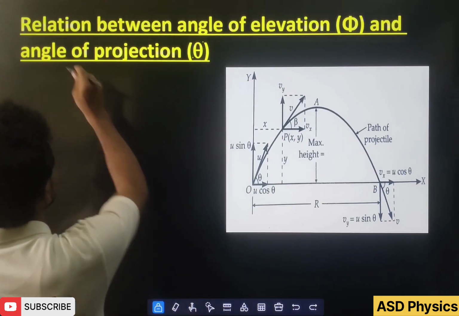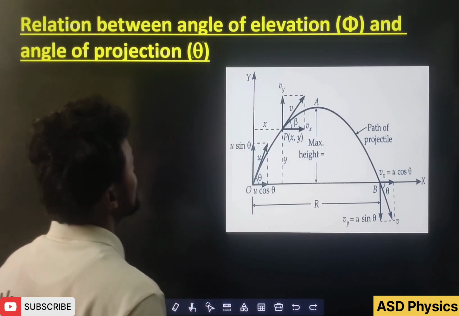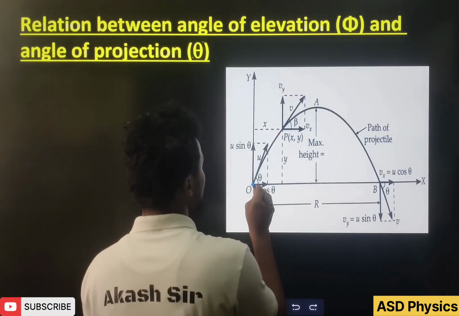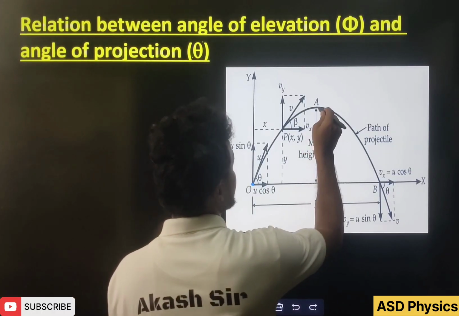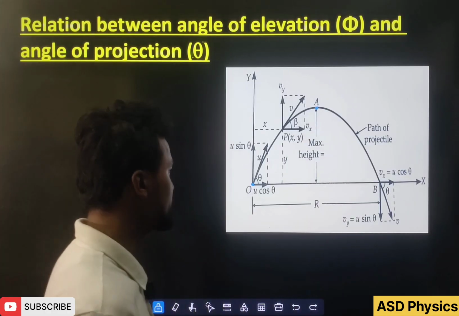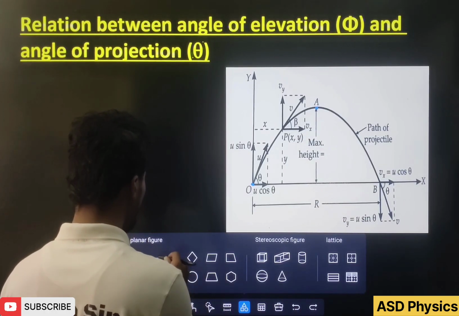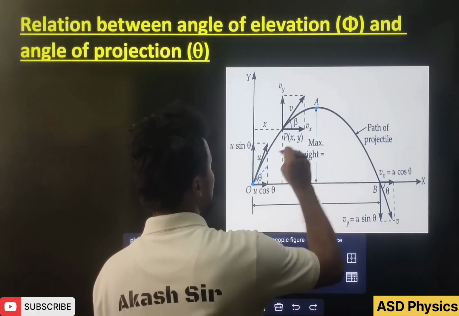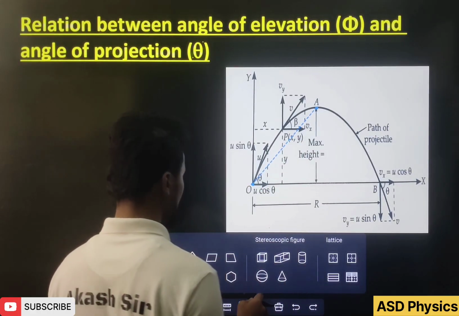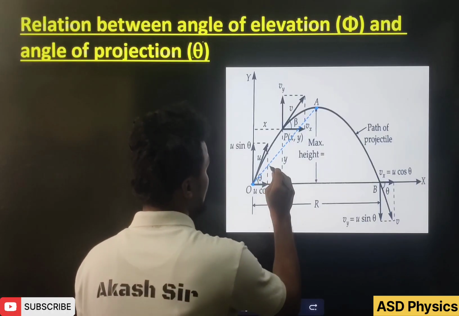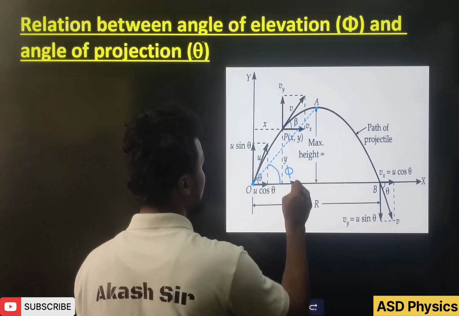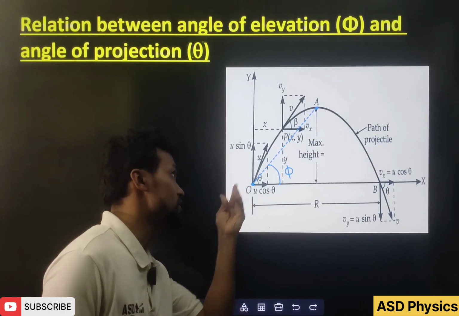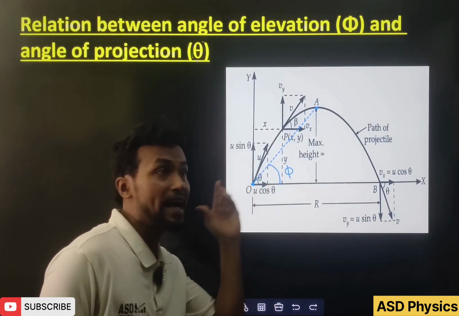In this, relation between angle of elevation phi and angle of projection theta. So see here please. When projectile is projected from point O and it is reaching point A, if in case there is one observer standing at point O and observing the highest point, so this will be called what? This is called the line of sight. So let's take this line of sight is making angle phi from the horizontal. This is called angle of elevation. One observer is seeing the highest point. What is phi? Angle of elevation.